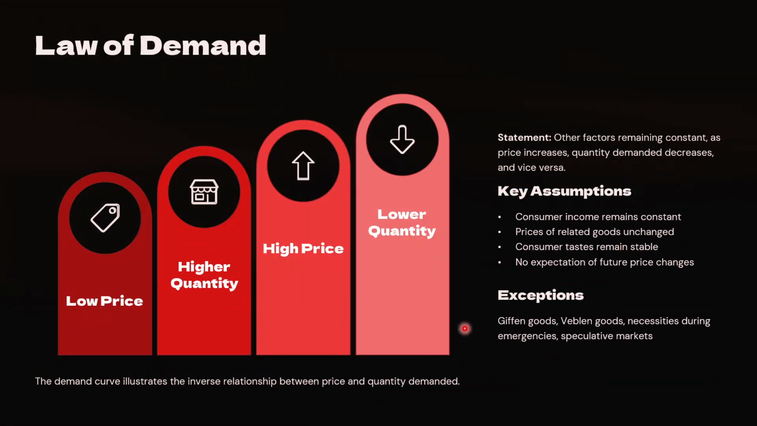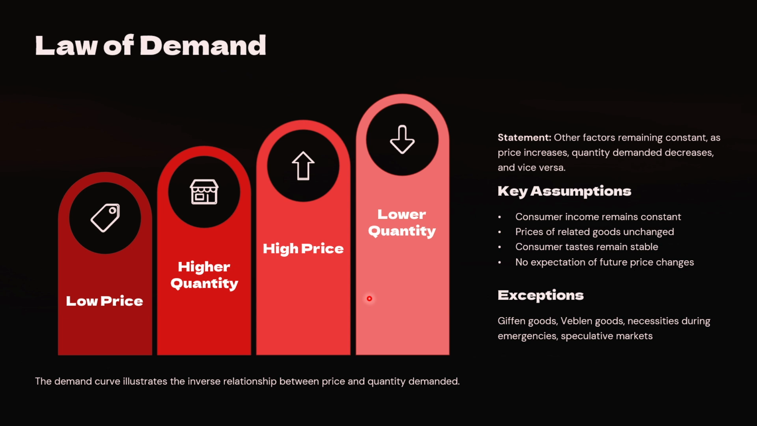Then the law of demand. What is the law of demand? It says that other factors remaining constant, as price increases, quantity demanded decreases, and vice versa. If the price is low, more quantity is purchased. If the price is high, the quantity demanded will be lower. This is the thing.